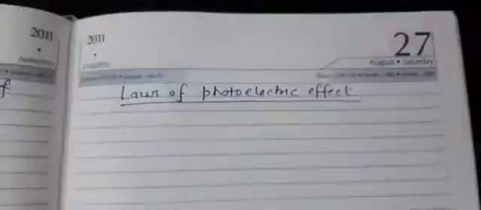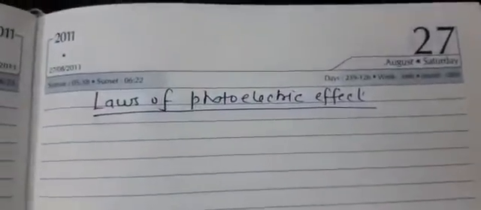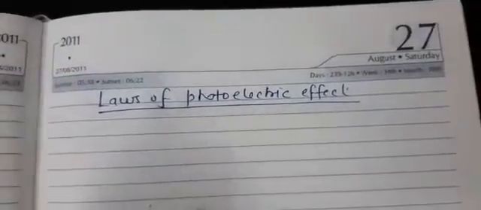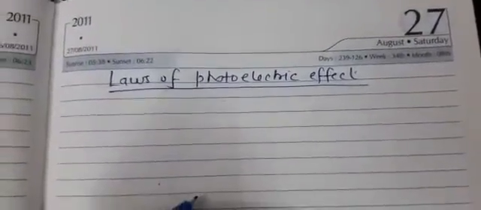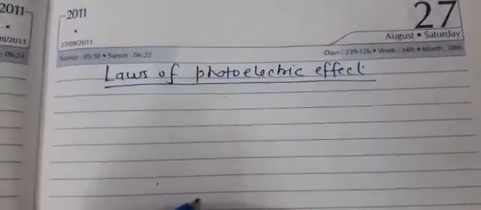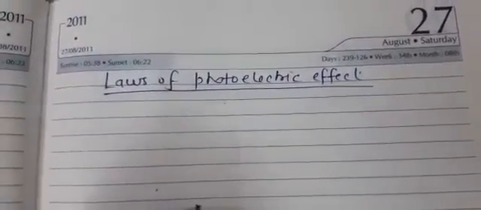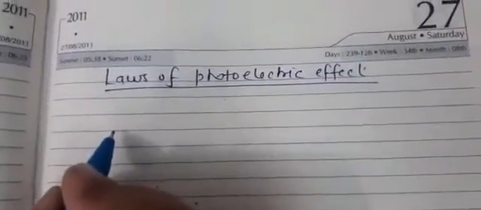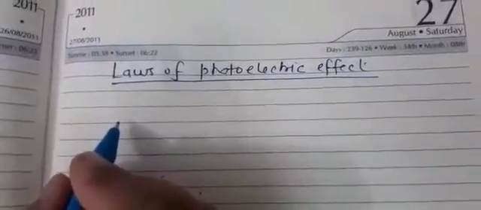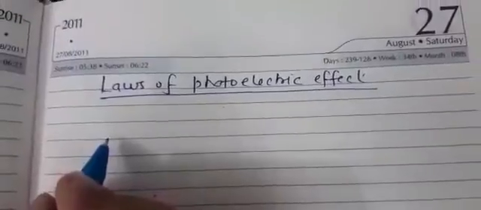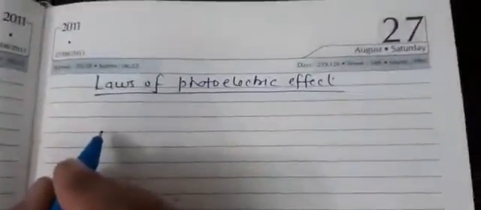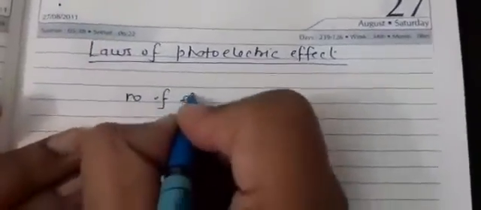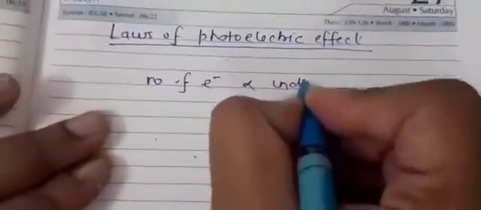So on the basis of the different factors affecting photoelectric current, now there will be laws of photoelectric effect. These laws are nothing new, but from whatever we have studied so far, we conclude them. So the first law is: for a given metal and frequency of incident radiation, the number of photoelectrons ejected per second, that is emitted out, is directly proportional to the intensity of incident radiation.